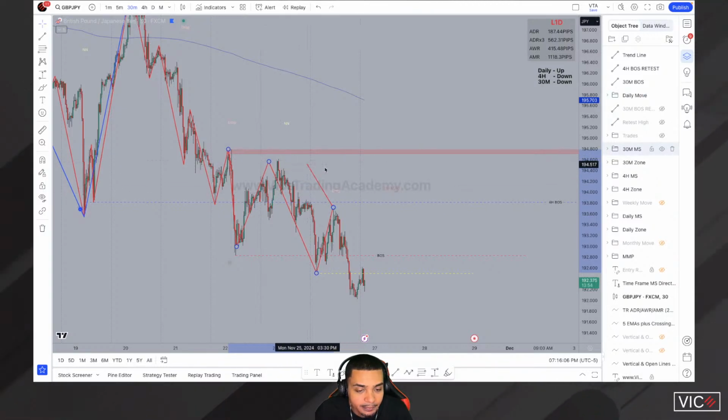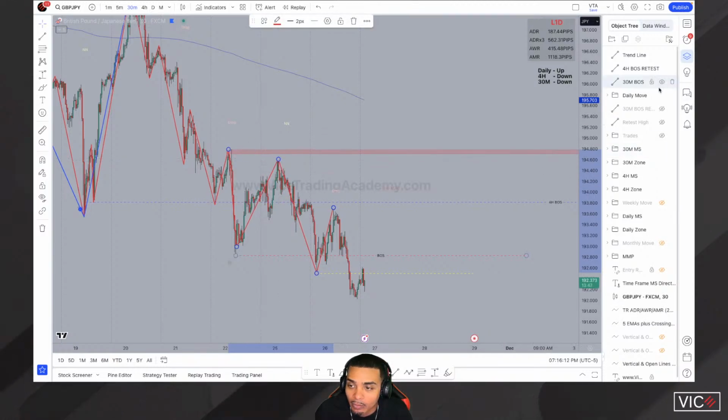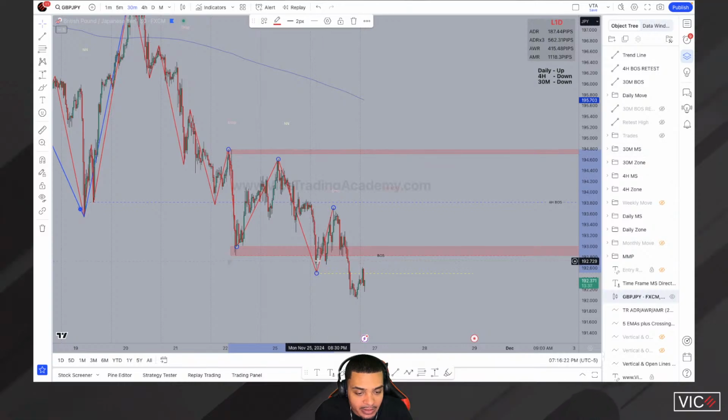Updating this. I want to see our zone. We broke below the zone. Right, we got a clean break right here. This is not a break, this is a test. Right, here's where it broke. Why? Candle closure below the zone.